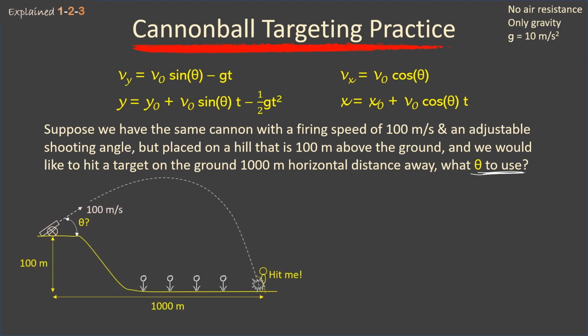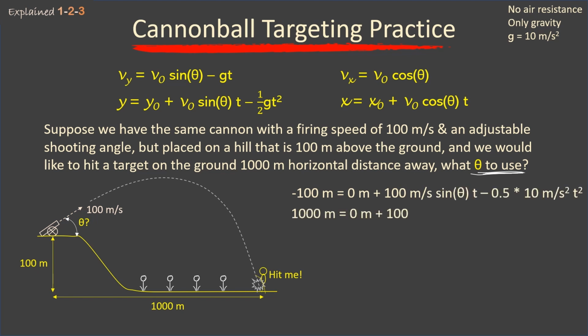I got my cannon 100 meters above the ground on a hill. My target is 1000 meters away. And we want to know what theta to use. Let's throw in some numbers into first the vertical position equation, and then the horizontal position equation. Both equations are listed at the top.